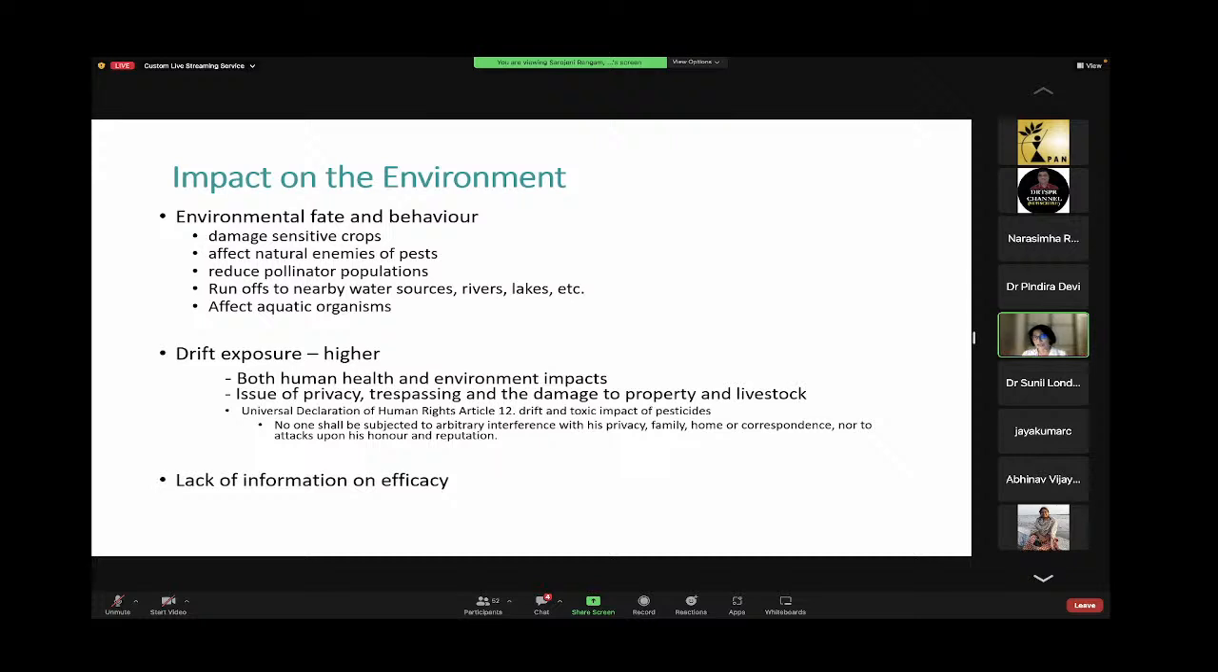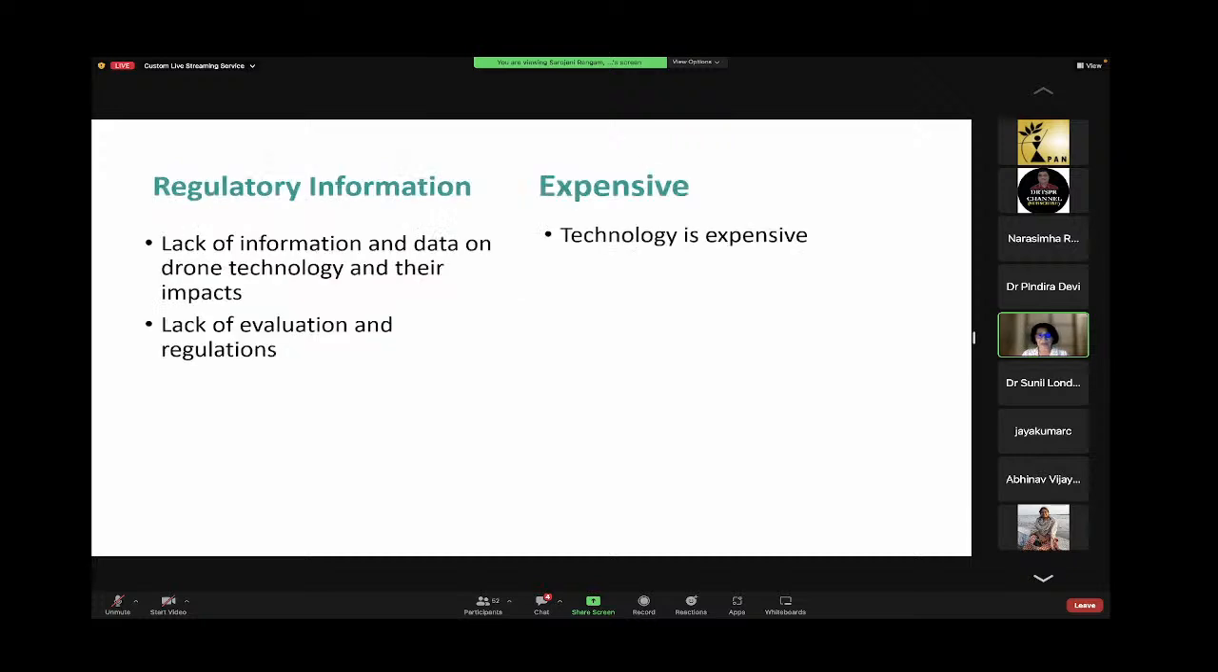We really don't have any real information about how efficient this drone is and what its effect is. So there is a complete lack of information about what's happening on the ground. As a result, there's a lack of information and data on drone technology and its impacts. There's a lack of evaluation, and so the regulations are not able to keep up with this new technology.